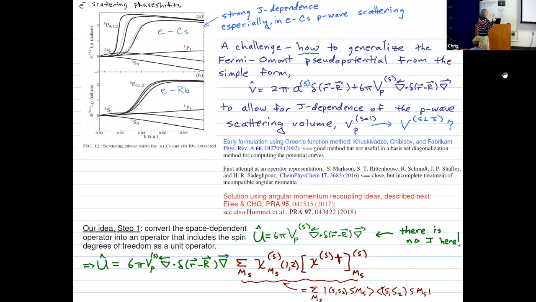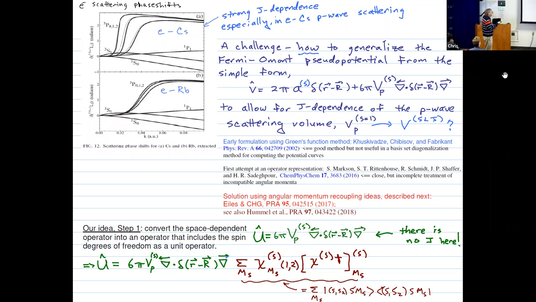So our challenge as we started to face this is how to generalize the Fermi-Omont pseudopotential, especially this P wave term. In this P wave term, you have the scattering volume for P wave in the triplet, and it doesn't have the J quantum number. It doesn't have any spin degrees of freedom. And we have to find a way to allow a J dependent P wave scattering volume. This was a really pretty hard problem. We tried several different methods before we really found it.